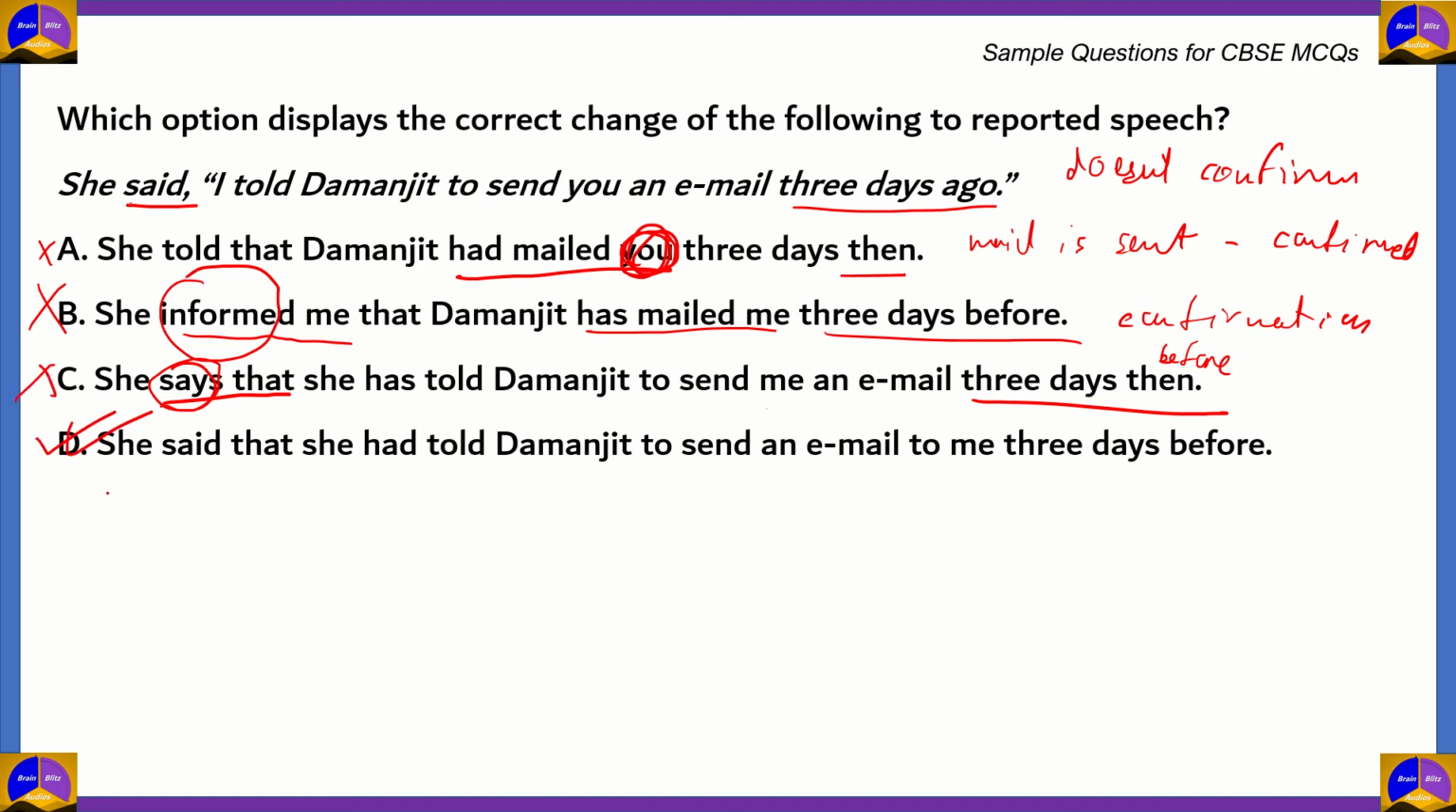The correct option is option D. She said that she had told Damanjit to send an email to me 3 days before. So again, here the action is not confirmed, and the verb here is of the correct tense, and then the time taken is also correctly written. So therefore, option D is the correct option.